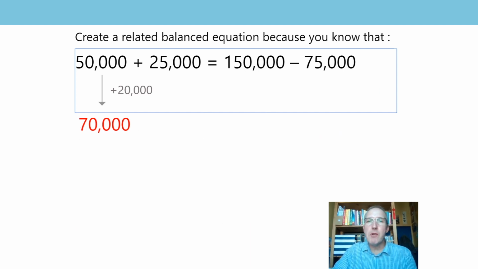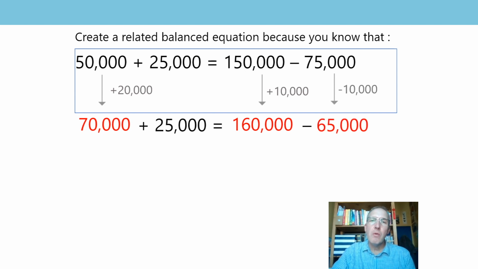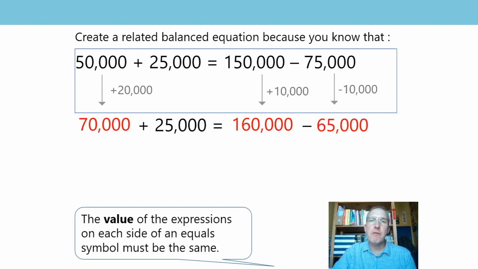Maybe you increase the difference by increasing the minuend by 10,000 and decreasing the subtrahend by 10,000. As I said, there are lots of different ways that we could approach this, and I'm sure you've got some more ideas of your own. Well done.